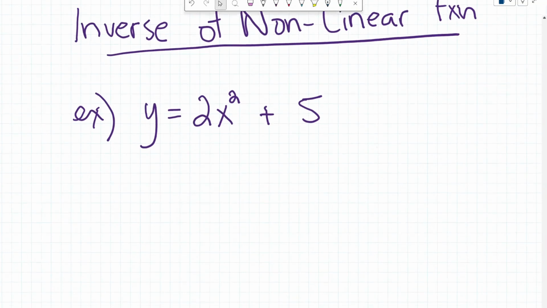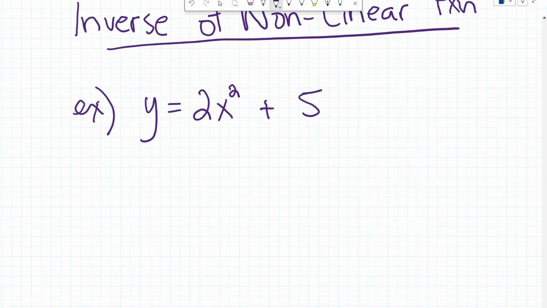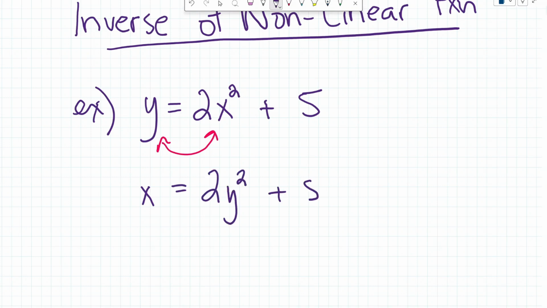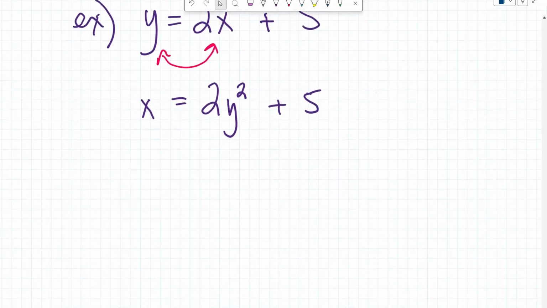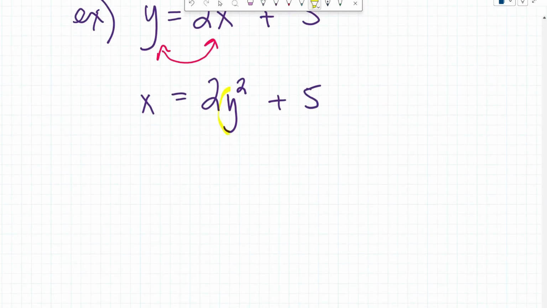The first thing we want to do here, since our function is already with respect to y and x, is that we want to swap their places. So let's do that. Now we have x equals 2y squared plus 5. Now that we've swapped places, we need to isolate for y, so we can rewrite this function as an inverse. So to isolate for y, we're first going to subtract 5 from both sides. So we've got x minus 5 equals 2y squared.